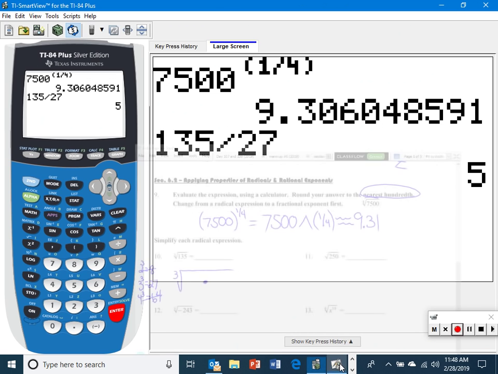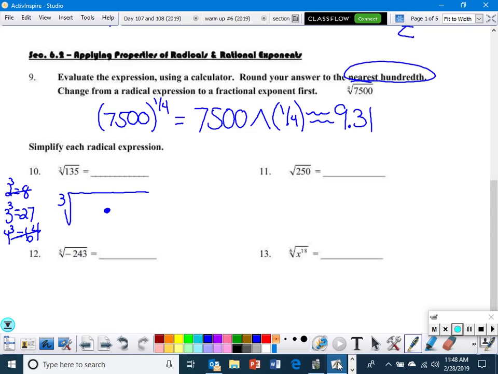So 27 times 5. Now, what is the cubic root of 27? Okay, well, just look back at what we did right here. So the cubic root of 27 is 3. So our answer is 3 cubic roots of 5. Again, this 3 came from over here. The cubic root of 27 is 3.